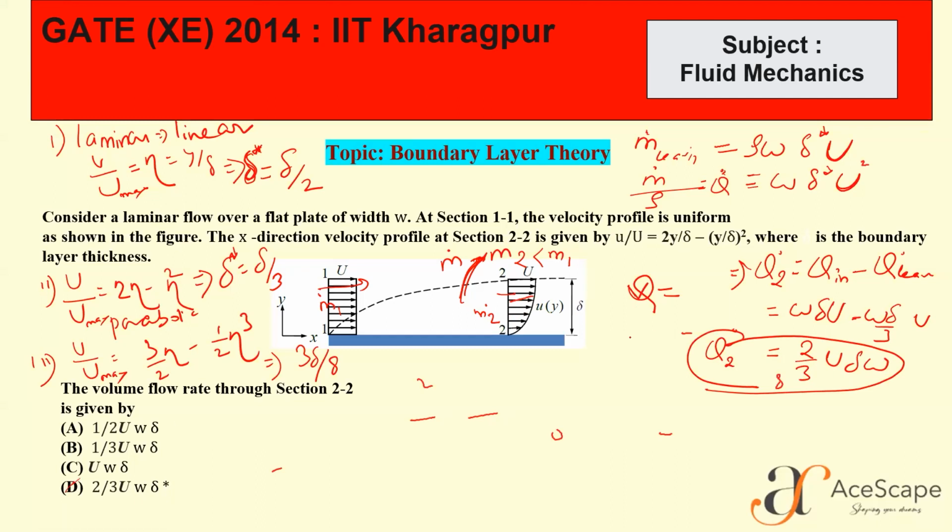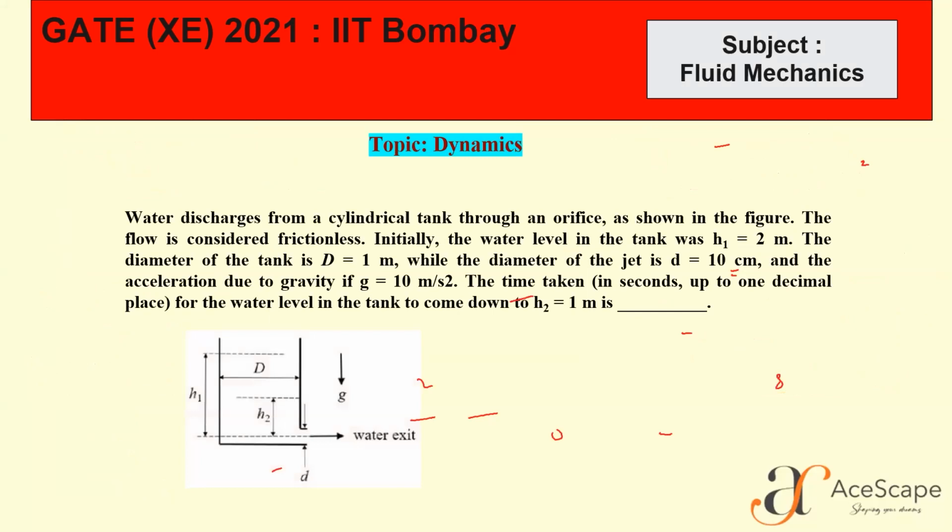I'm just saying that if you can remember only these terms, like the momentum thickness's value, you can directly get this mass flow rate or volume flow rate. You don't need to integrate the whole expression again and again. So it will save your time basically. So moving on to the next question.